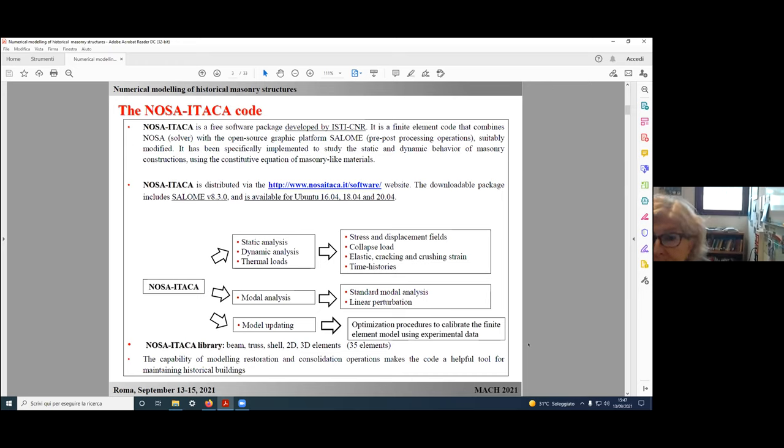The code has been implemented to study the static and the dynamic behavior of masonry constructions of historical interest, and uses the constitutive equation of masonry-like materials. NOSA Ithaca enables static and dynamic analysis, also in the presence of thermal loads, modal analysis, both standard and linear perturbation, and finally model updating, which are optimization procedures to calibrate the finite element model via experimental data. Moreover, the capability of modeling restoration and consolidation operations makes the code a useful tool for maintaining historical buildings.